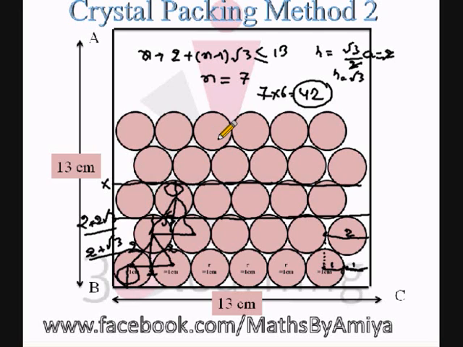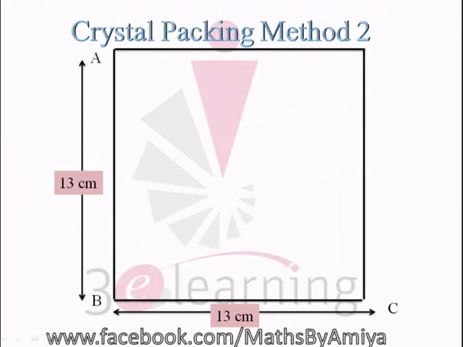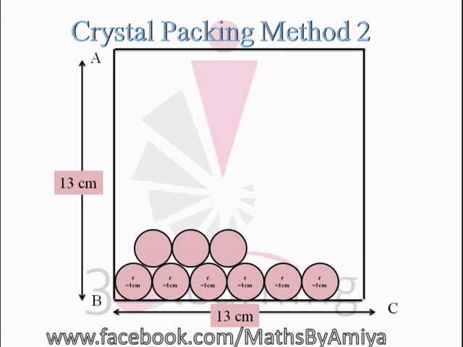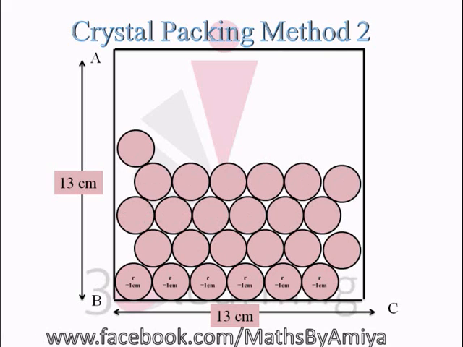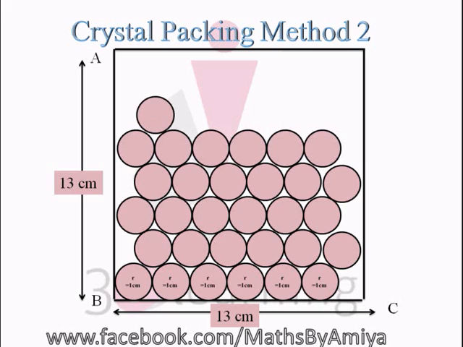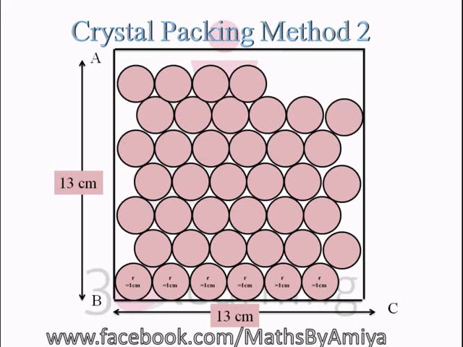I hope it is clear to you. We can check by the figure whether we can place 42 or not. We started from the bottom with 6, then the cave with 6, and so on, up to the 7 layers. So 6 circles in the bottom, first layer, second, third, fourth, fifth, sixth, seventh layers. So we have a total of 42 circles.